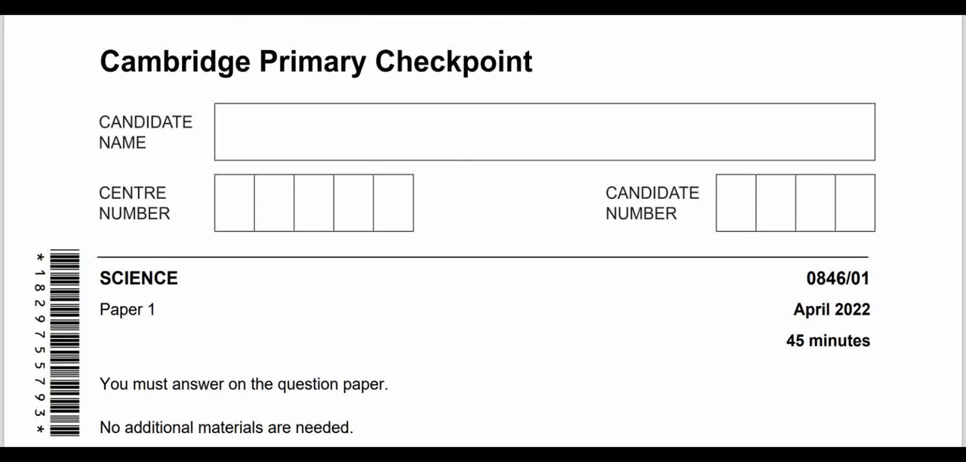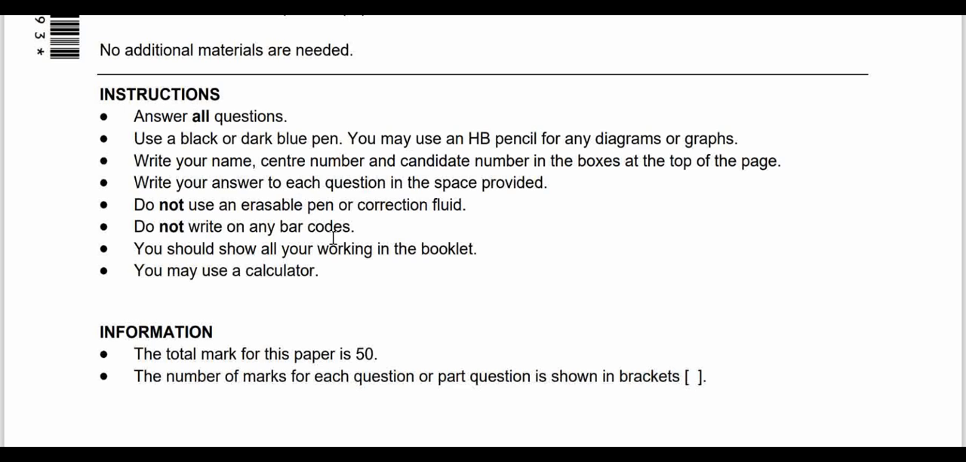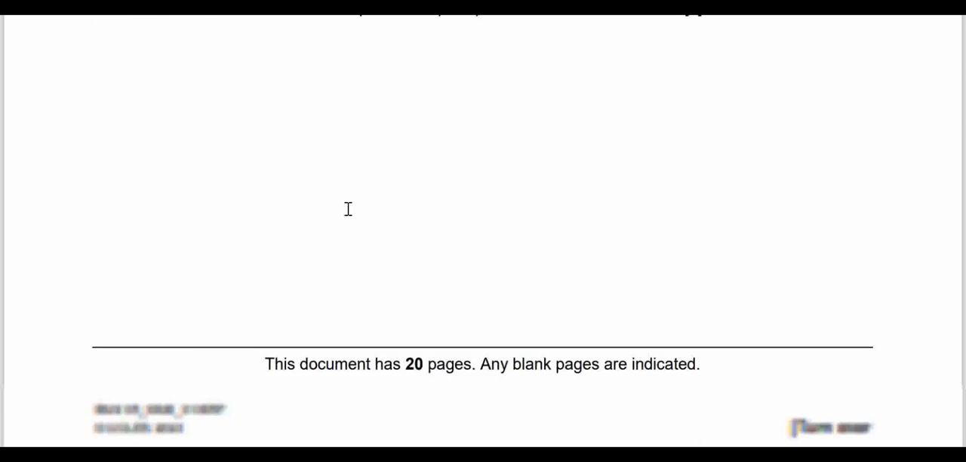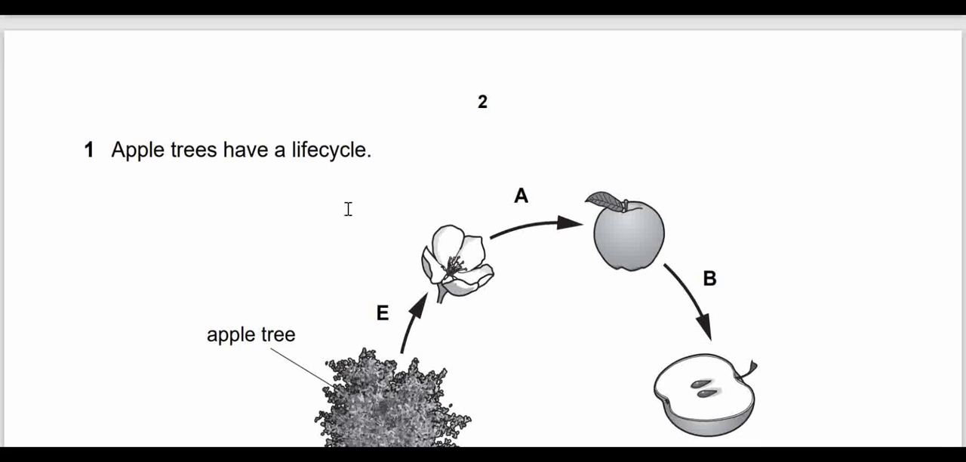For number 1, you may use a calculator in this paper. Do not use correction fluid. Total mark is 50, and here we go. This is number 1.